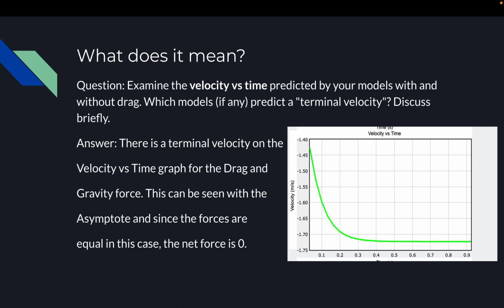So what does this mean? So for examining velocity over time, where is the terminal velocity essentially? This would be closest to 0. There is terminal velocity in the drag and gravity force model. This can be seen in the asymptote, and since the forces are equal in this case, the net force is 0.